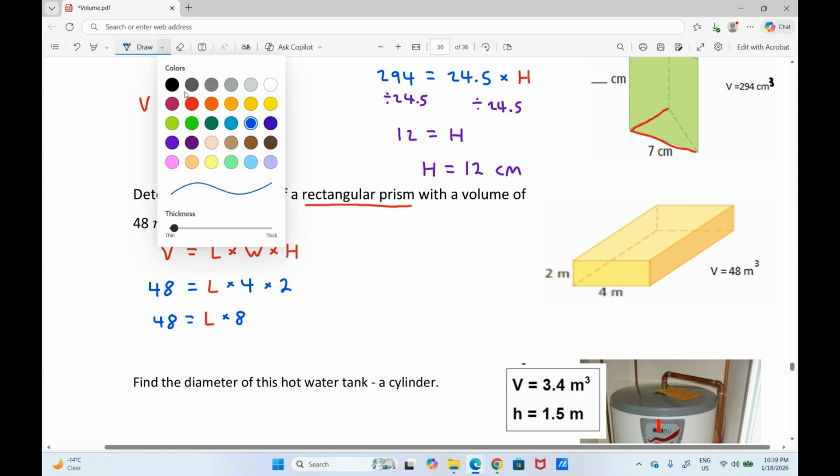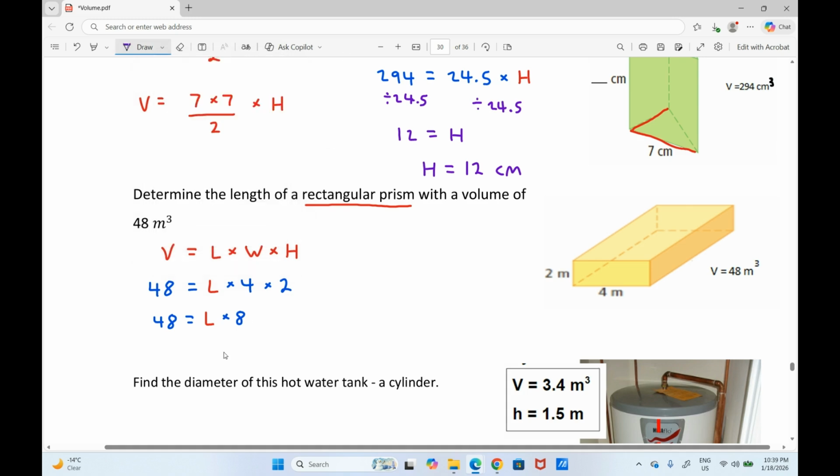So what we want to do is isolate L by itself. To do that, right now L is being multiplied by 8. So another way of saying this is 8L. To get L by itself, I'm going to divide by 8, because if I'm multiplying by 8 and dividing by 8 now, the multiply by 8 and the divide by 8 cancel each other out, so I'm just left with 1, and then 1L is what I'm left with.